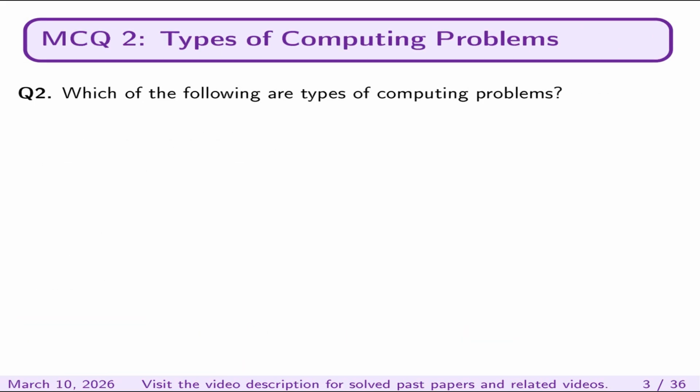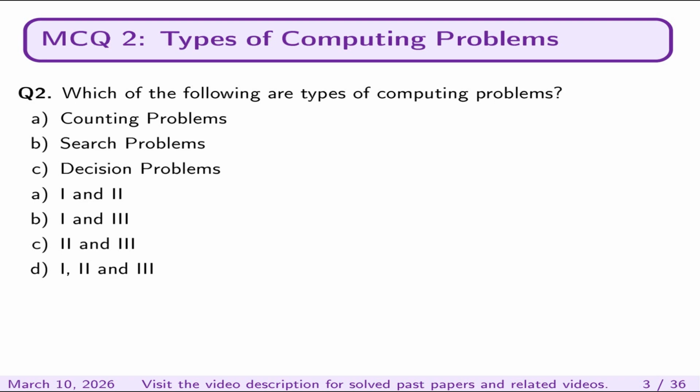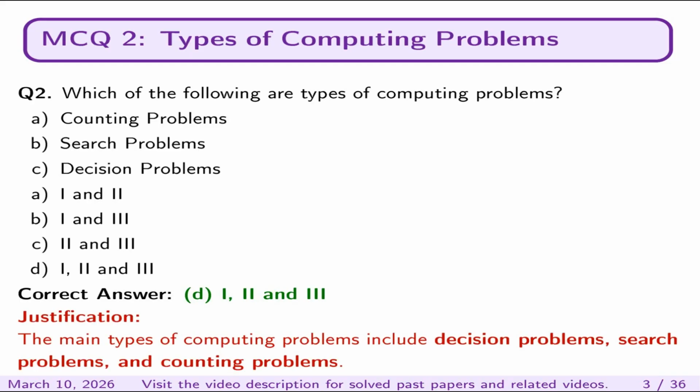Question number 2. Which of the following are types of computing problems? Counting problems, set problems, decision problems, 1 and 2, 1 and 3, 2 and 3, 1, 2 and 3. The correct option is 1, 2 and 3. Because the main types of computing problem include decision problems, search problems, and counting problems.